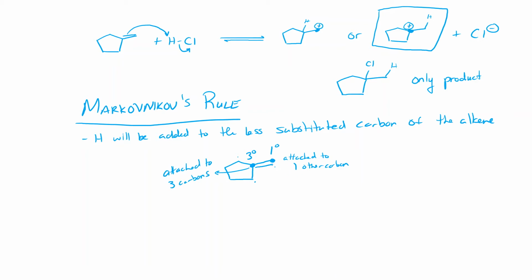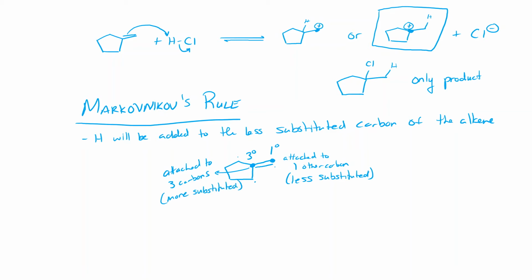And so when we talk about this more substituted or less substituted carbon, what we mean is how many other carbons that atom is attached to. In this case, the one that's attached to one other carbon is less substituted than the carbon that's attached to three carbons. This is obviously more substituted.